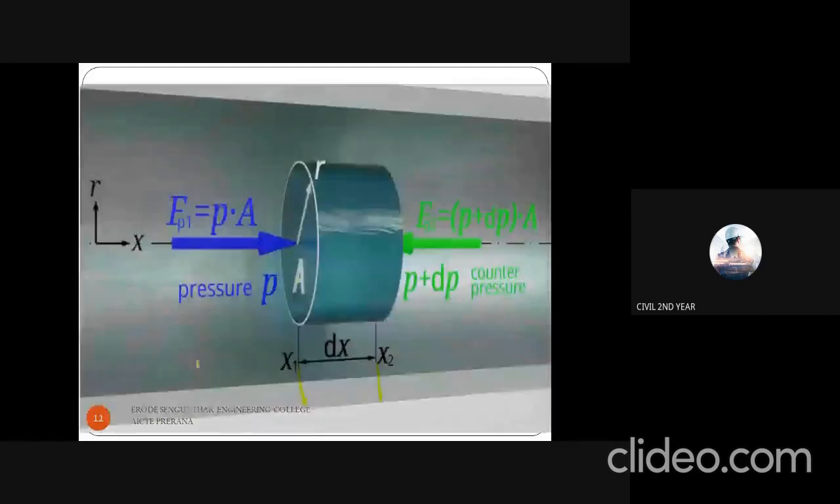Then the shear force. The shear force will be acting on the circumference of the pipe, so we have to consider the circumference length, that is 2 pi r. So shear force is equal to tau, the shear stress, into 2 pi r, the circumference length, into del x, the length of the fluid element, that is, the length between the two sections on the surface of the fluid element. As there is no acceleration, the summation of all the forces in the direction of flow must be zero. We have to add those three forces, which is equal to 0.